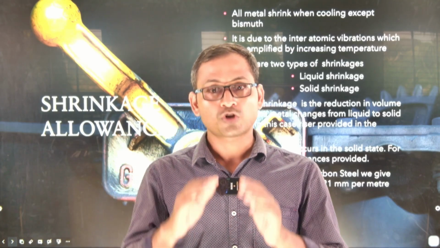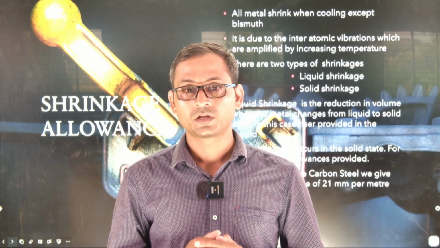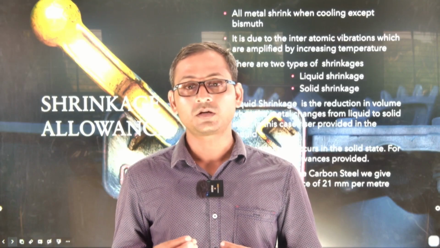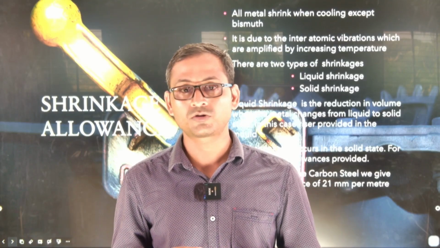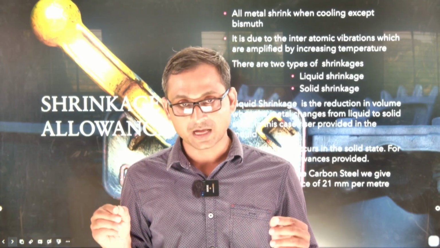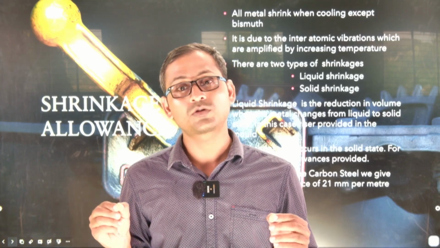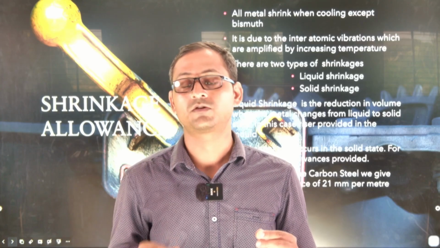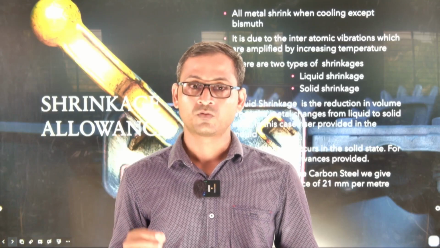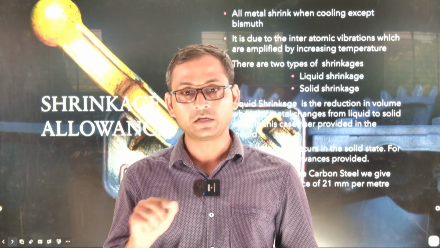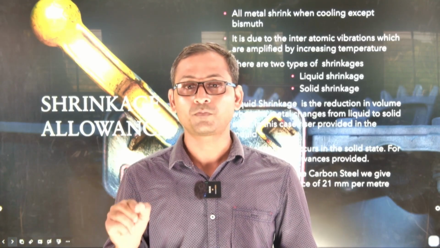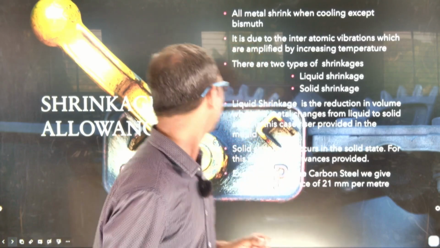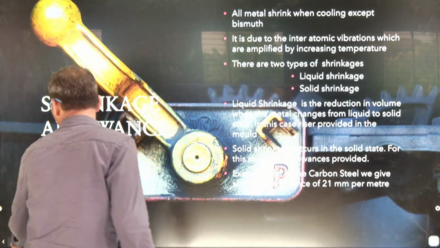But for solid to solid shrinkage, what will we do? There is no use of riser for solid to solid shrinkage. What do you do at that time? An extra dimension is added to the pattern. This is called shrinkage allowance. For plain carbon steel, we add to the pattern linearly 21 mm per meter of material. Then you go to the next allowance.